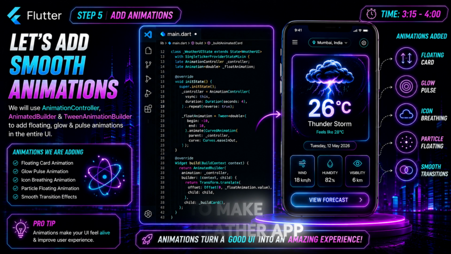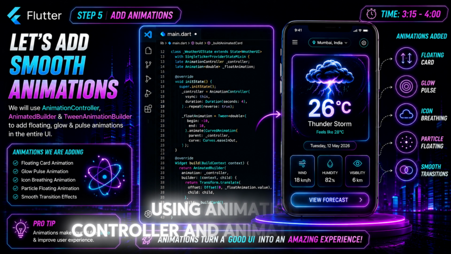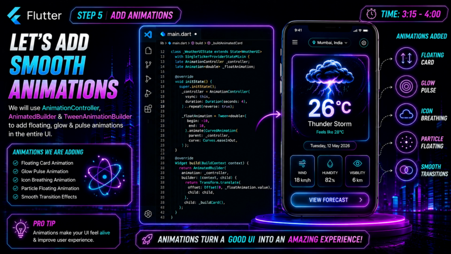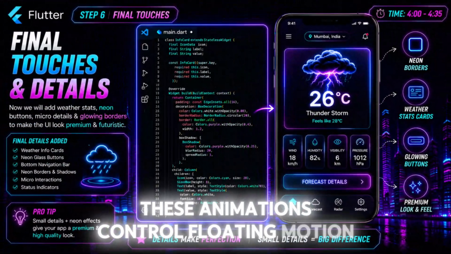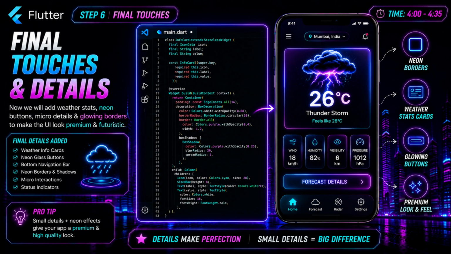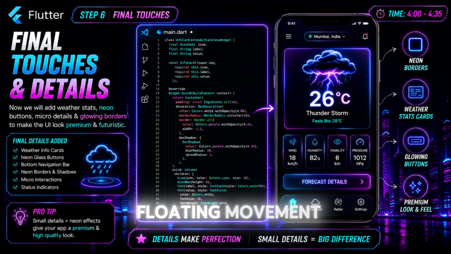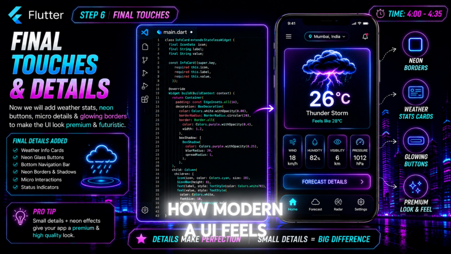To make this weather app feel smooth and premium, we'll add multiple Flutter animations using AnimationController and AnimationBuilder. These animations control floating motion, glowing effects, and subtle movement across the interface. Smooth animations improve user engagement and make applications look much more professional. Even simple floating movement can completely change how modern a UI feels.